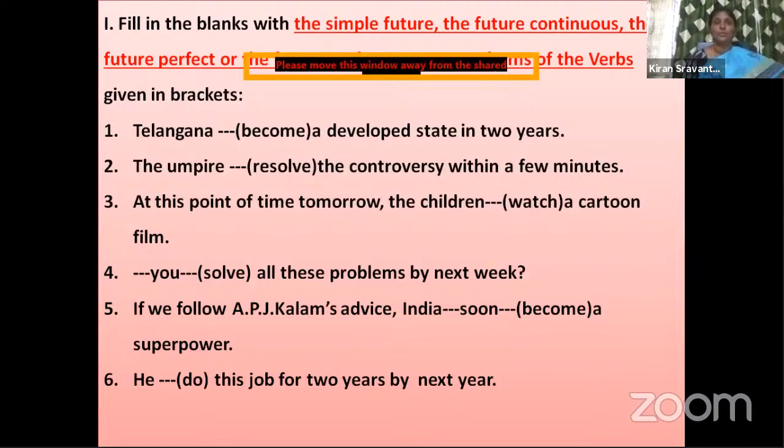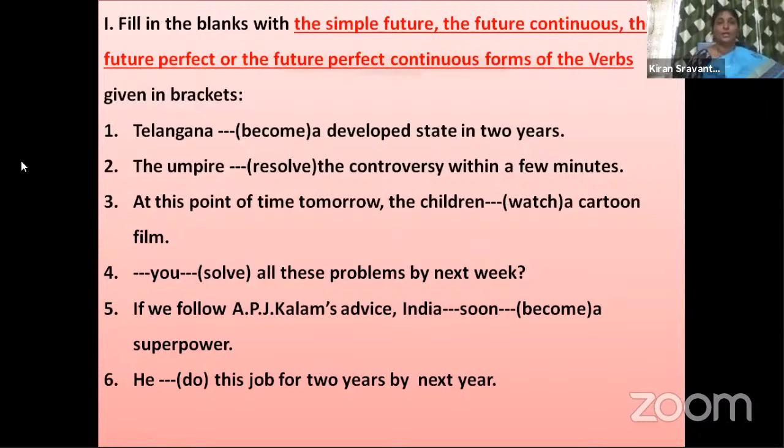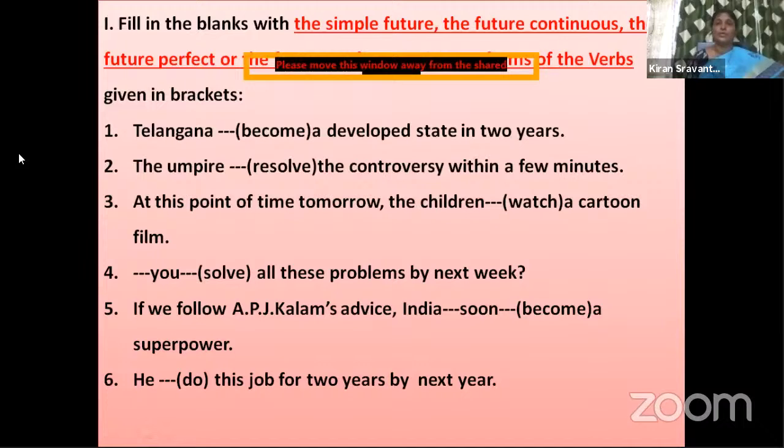And now we have come to filling the blanks with the simple future or future simple, the future continuous or the future perfect or the future perfect continuous forms of the verbs. So listen attentively and look at the sentences carefully and try to answer these sentences. So Telangana, in bracket, become a developed state in 2 years. So Telangana will become, these are your textual exercises. We are talking about the future action. Telangana will become a developed state in 2 years.